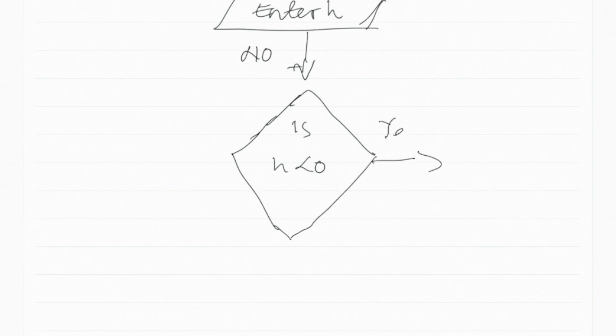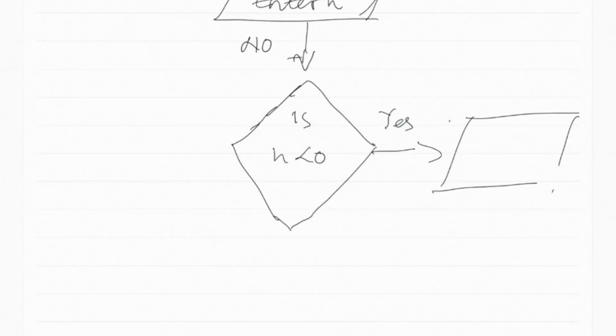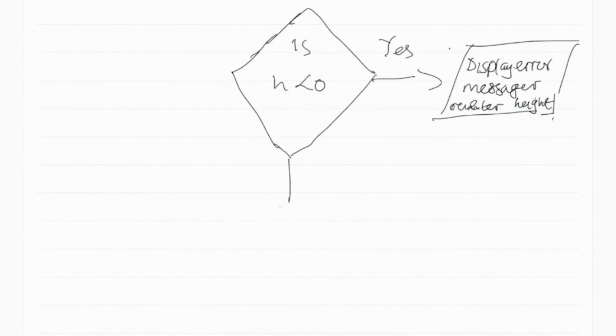We are going to progress by saying yes. Then a display has to be made. We are going to say display error message. You display the error message and you re-enter the positive height. Re-enter height, the positive height, like that. So if you do that, then you've made a decision.